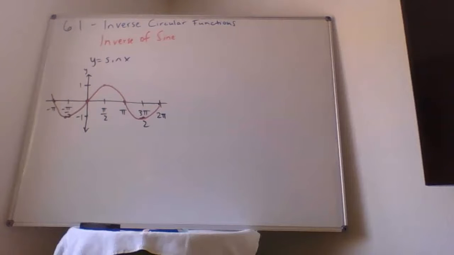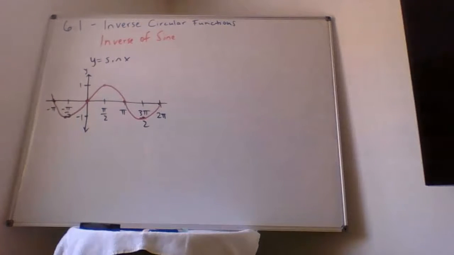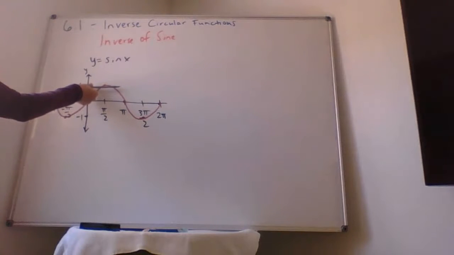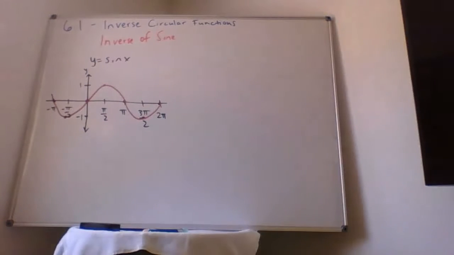However, y equals sine of x is not one-to-one because it fails the horizontal line test. There are many horizontal lines where it crosses our graph more than once. So if we consider the entire domain of y equals sine x, we cannot have an inverse.